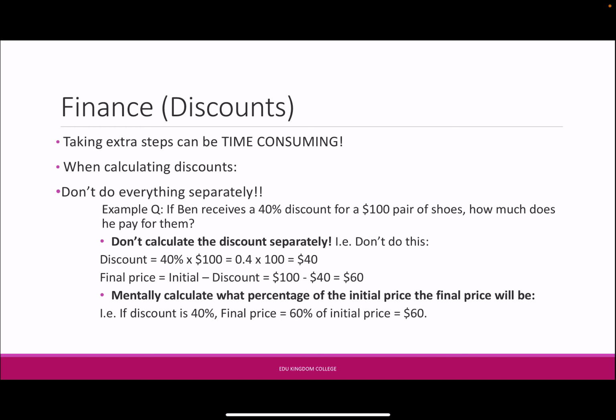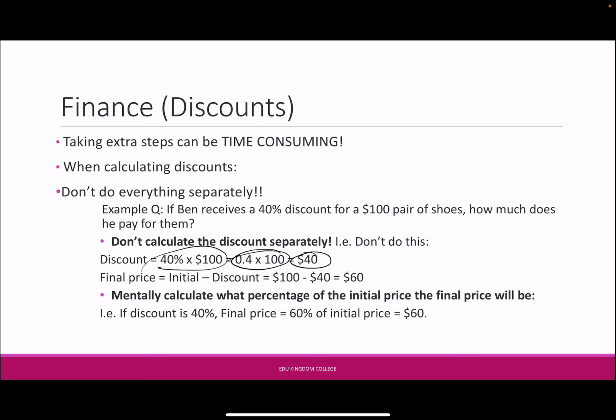And I chose this topic because it can be quite time consuming if we take the wrong extra steps or if we do some unnecessary working out. So in this example question, there's someone called Ben who receives 40% off for a $100 pair of shoes, and we need to calculate how much he ends up paying for them. Now the first choice that most people make, and this is where the mistake kicks in, is that they try and calculate the discount first.